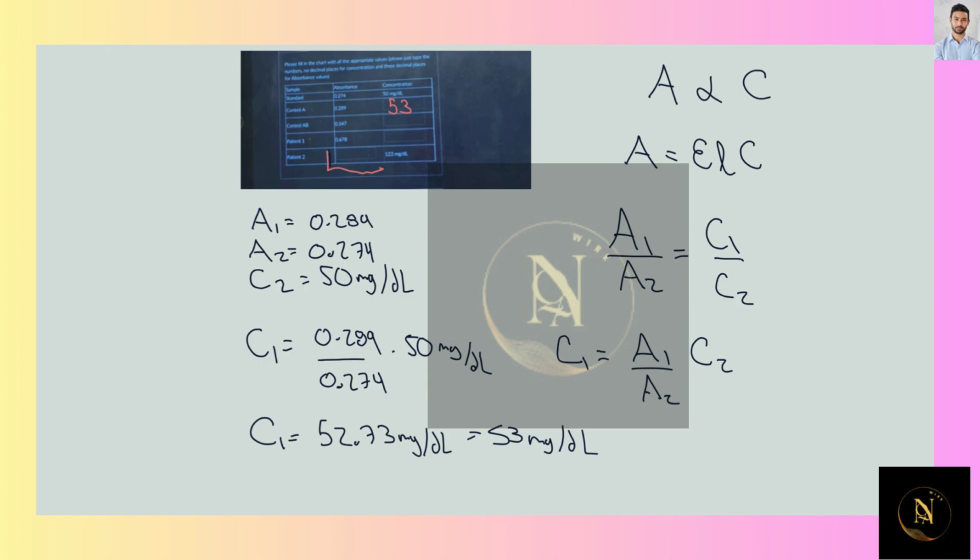So for all of the other problems, for control AB and for patient 1, the only thing that you need to do is replace the value for A1 with the appropriate result. Doing that is going to give us 100 milligrams per deciliter. And on the other one, 0.678 divided by 0.274 times 50, we're going to get 124.